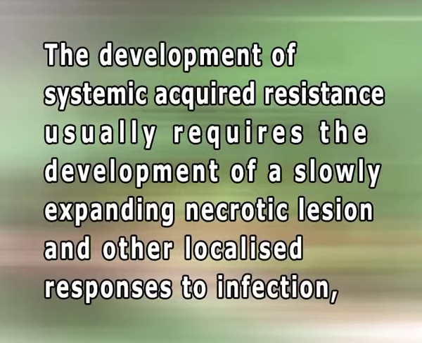The development of systemic acquired resistance usually requires the development of a slowly expanding necrotic lesion and other localized responses to infection to release the phloem translocated signal originating from the infected site, and the subsequent priming of the plant against further attacks, allowing a more rapid response in the case of future infections.